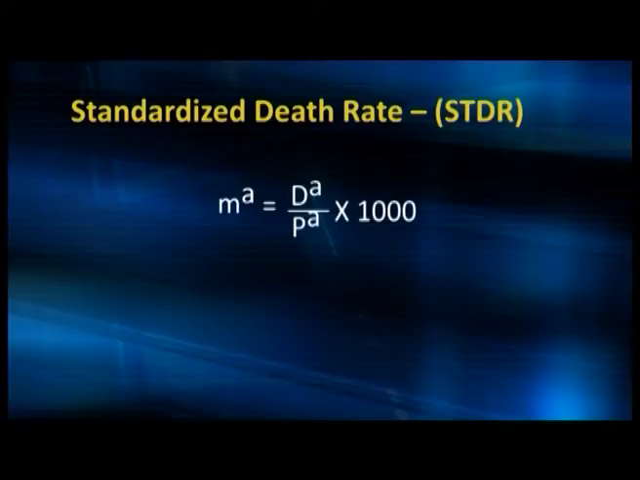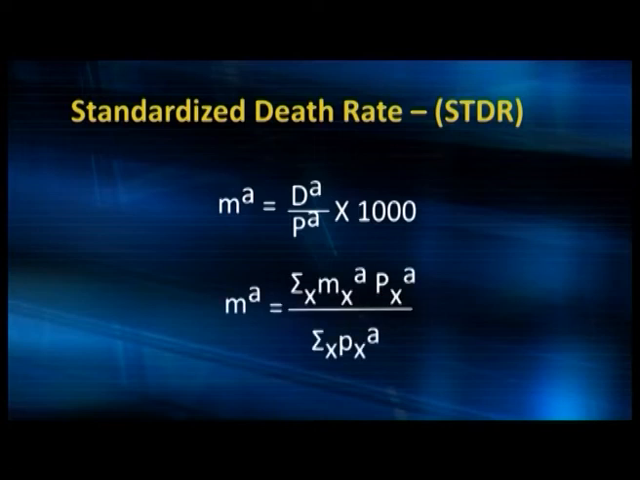For example, the crude death rate in terms of age-specific death rates of two regions A and B are given. Age-specific male death rate for region A is calculated by age-specific deaths for region A divided by age-specific population for region A into 1000. That is, it is calculated by the summation of age-specific male deaths for region A in the age group X to X plus N divided by the summation of age-specific population for region A in the age group X to X plus N.